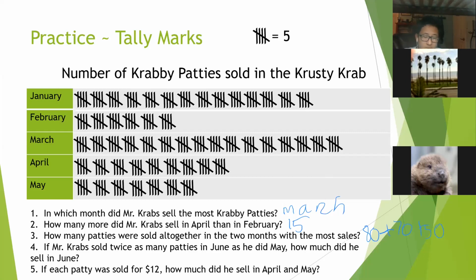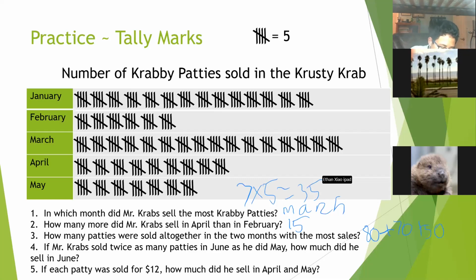So we just take the number of patties he sold in May, because it's asking us twice that amount. So we just take this, count the tally marks. There's 7 tally marks. So we just do 7 times 5 since every tally mark is 5, and that would equal 35. But since the question is asking for twice the amount of Krabby Patties, we have to multiply that by 2. So 35 times 2 is equal to 70. So that means he would sell 70 Krabby Patties in June.